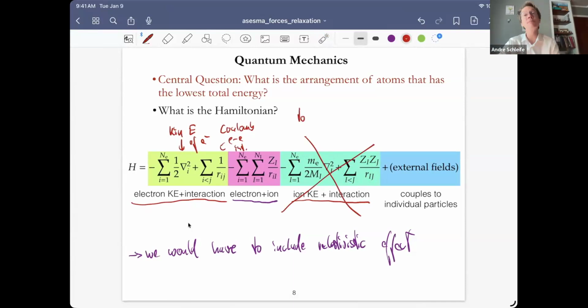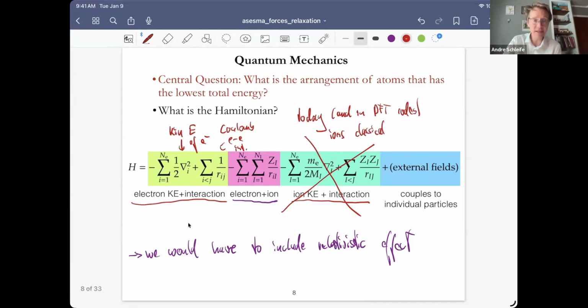When we do DFT, in particular density functional theory, we oftentimes do not treat the ions quantum mechanically. So today and in DFT codes, ions are classical. They are not quantum mechanical. I think I said this on the previous slide. That's why we cross out the term of the ions.